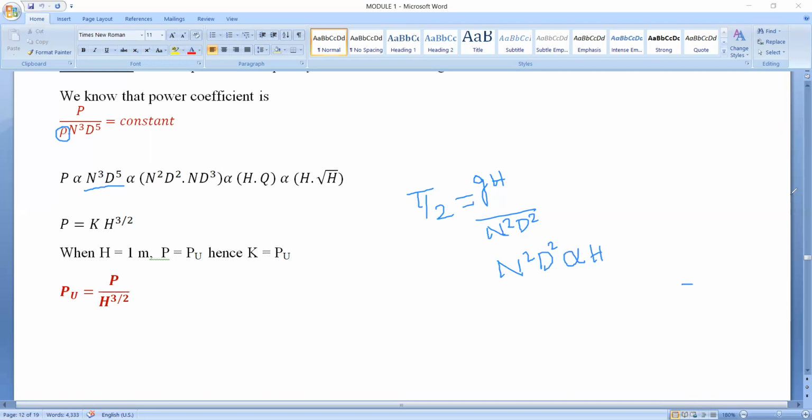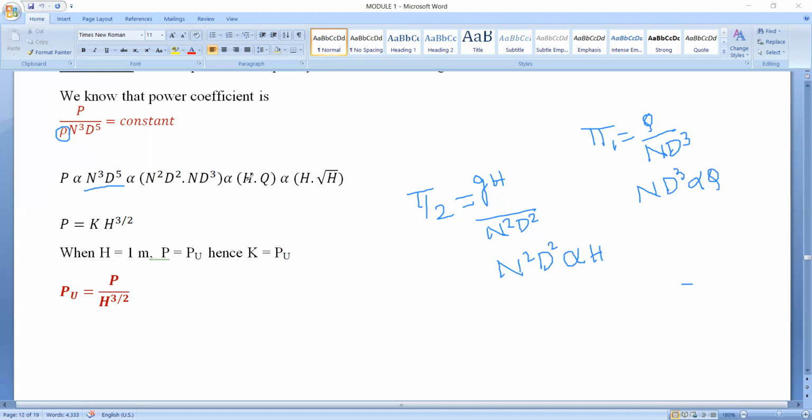Similarly n d cube. We know that the pi 1 term, that is flow coefficient, is given by the formula q divided by n d cube. Therefore pi 1 is a constant. So if we replace the constant and the equality sign, I can write n d cube is proportional to q. I hope this is clear. So n d cube can be written as q.